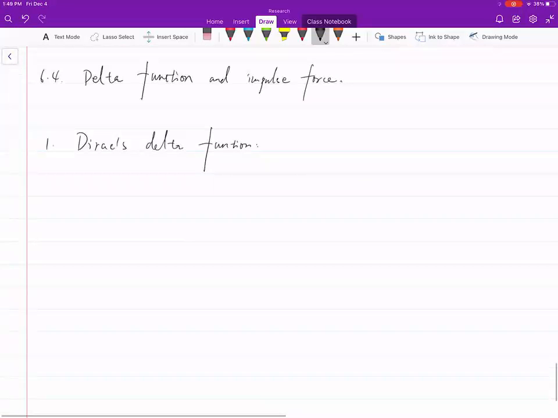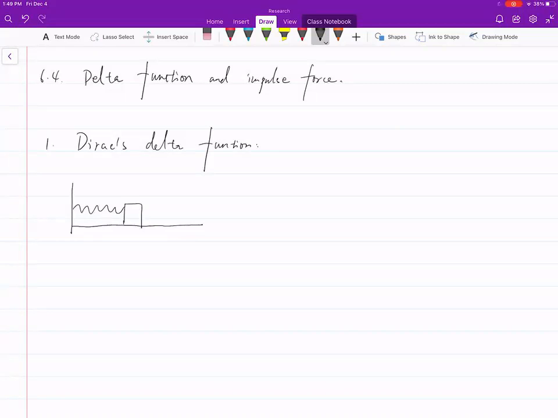Okay. What is it? Delta function is something you use to quantify an impulse force. Okay. So you can imagine a case. You have a nice, well-behaving spring system just sitting here, and then you use a hammer. Hit it for once. Okay. After that, this one is going to start to shake. So this is called an impulse force.